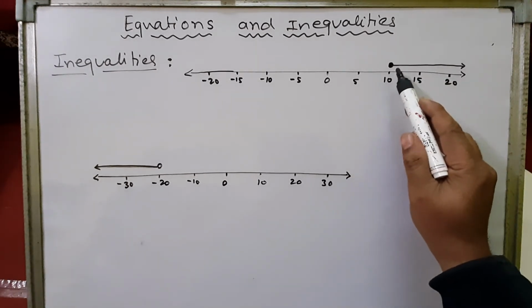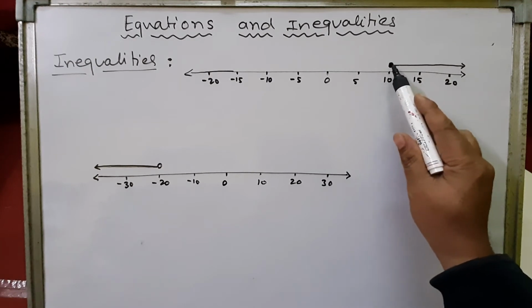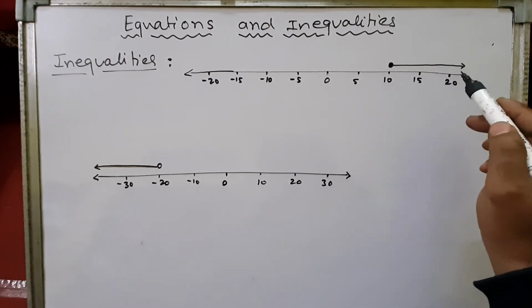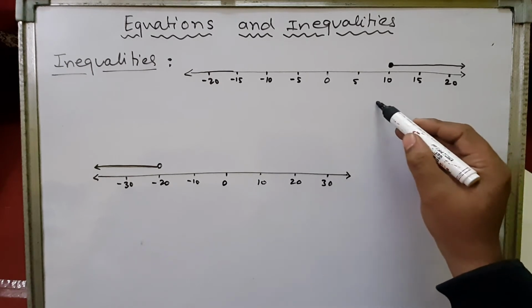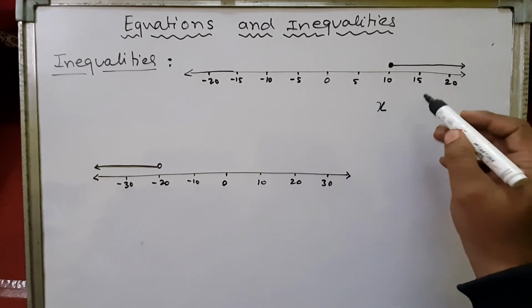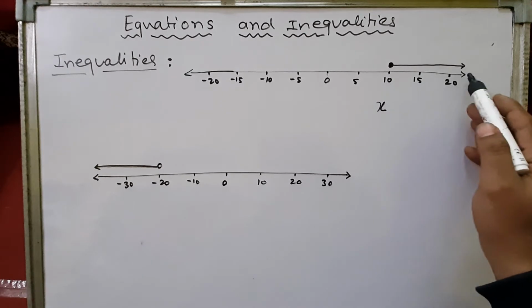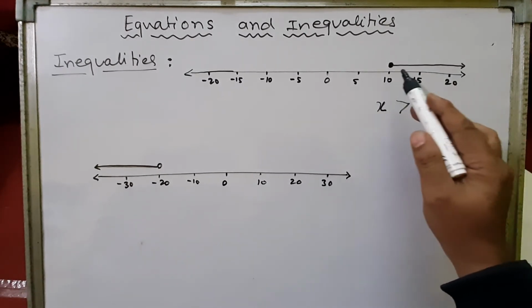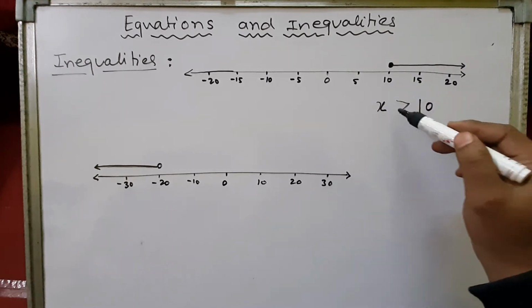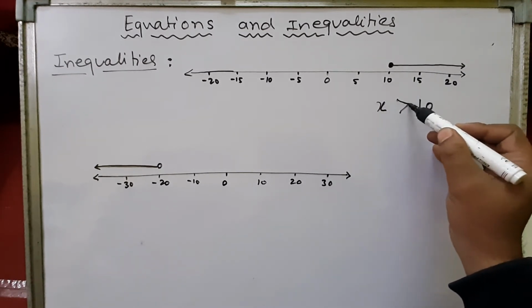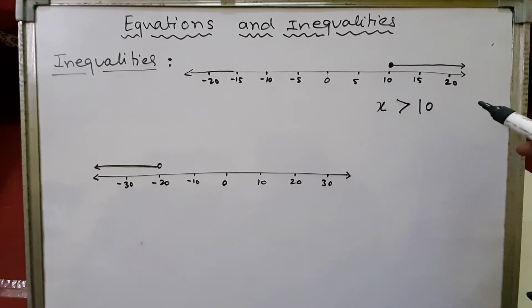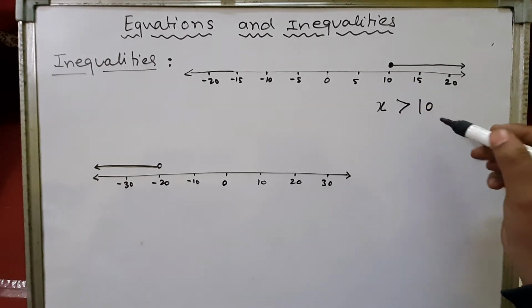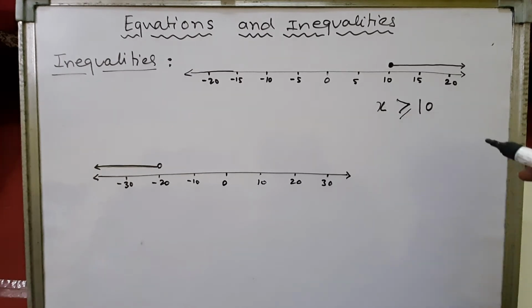Here at 10 we can see a dark circle, and all the values on the right hand side of 10 are being taken. That means if this inequality is represented by x, then x is of course greater than 10, because all the values on the right hand side of 10 are being taken. Now at 10 there is a dark circle. That means the value of 10 is included in the solution of x. So we'll put the equal to sign here. So the inequality for this solution set will be x is greater than or equal to 10.